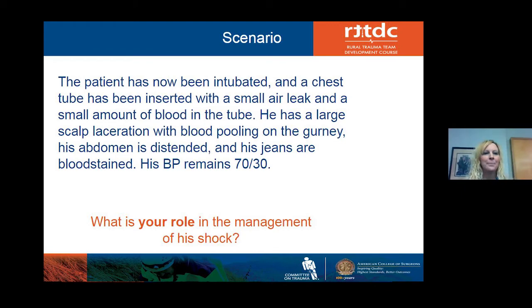Okay, so now your patient has been intubated. So you did your chest stuff. A chest tube has been inserted. So there's a small air leak, a small amount of blood in the tube. There's a large scalp laceration. He has blood pooling on the gurney. Abdomen you see is distended. The jeans are blood stained and his blood pressure remains 70/30. So at this point, what is your role in the management of shock? And this is what the lecture is going to go through right now.